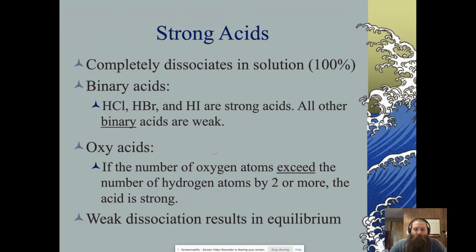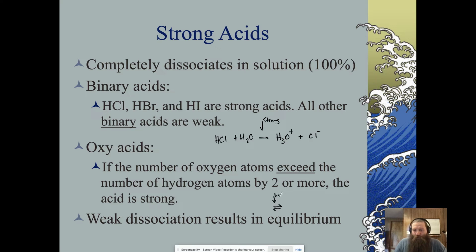When we're talking about weak dissociation, we still get an equilibrium. Another way we might be able to spot a weak acid is if you see this equilibrium symbol. If I want to write the strong dissociation, I would say something like this: HCl plus H2O yields, with an arrow in one direction, hydronium and Cl minus. That tells me strong.